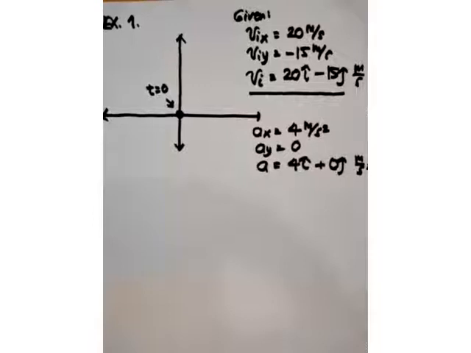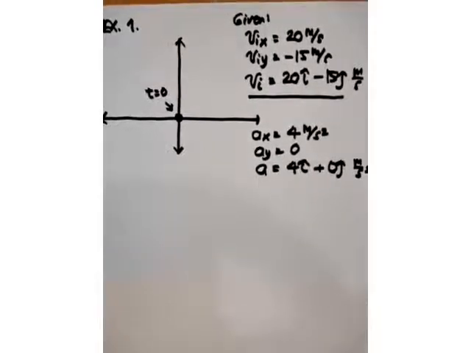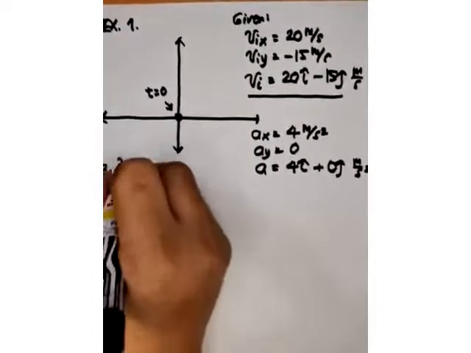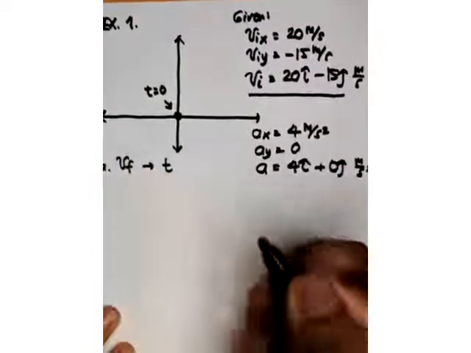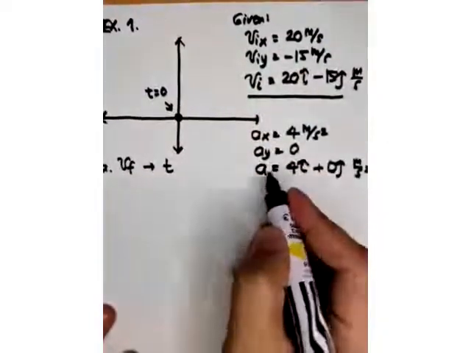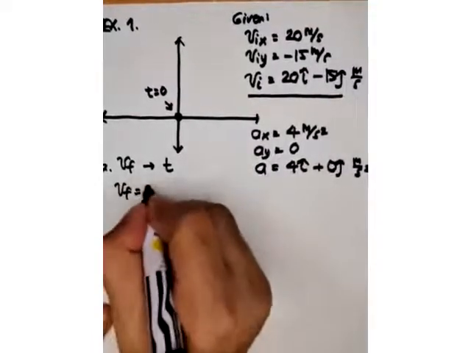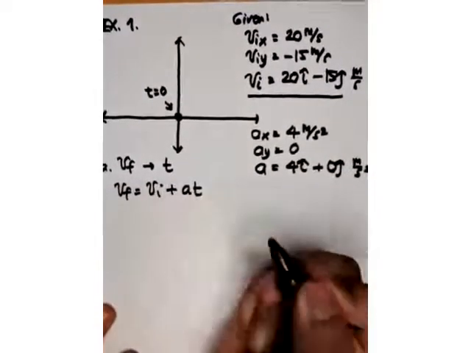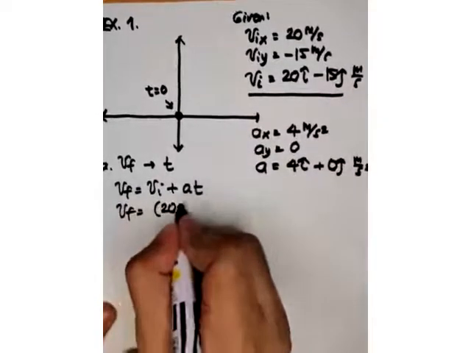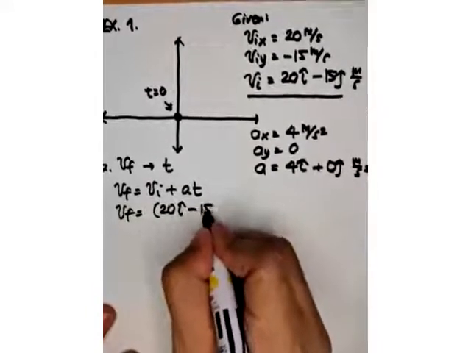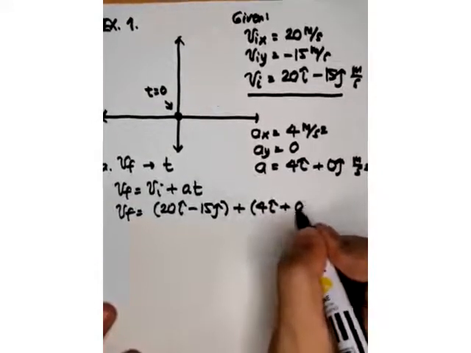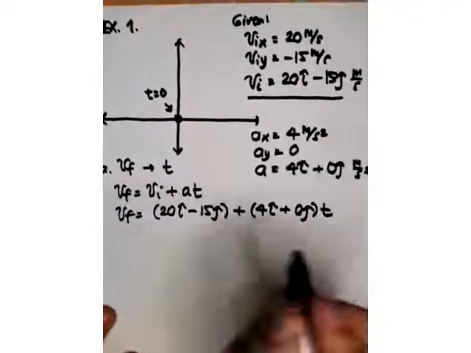So, ang tanong, una, determine the total velocity vector at any time t. So, letter A. So, what is V final at any time t? We're looking for the equation. So, given tayo ng V initial and acceleration, therefore, V final is V initial plus a t. So, ang gagawin natin, substitute lang natin. So, V final is 20i minus 15j plus 4i hat plus 0j hat times t. And then simplify lang natin.